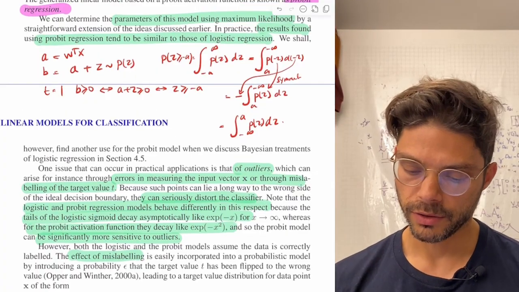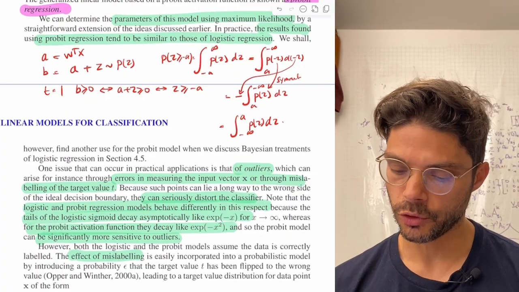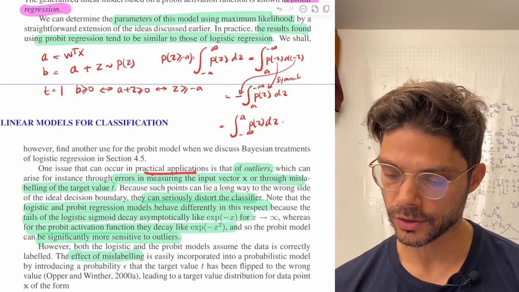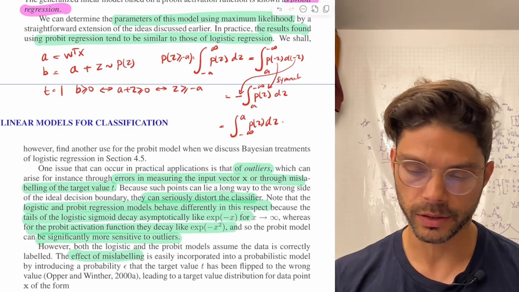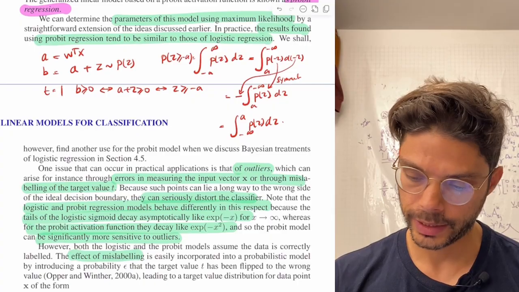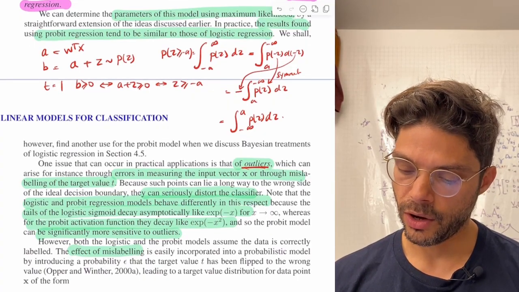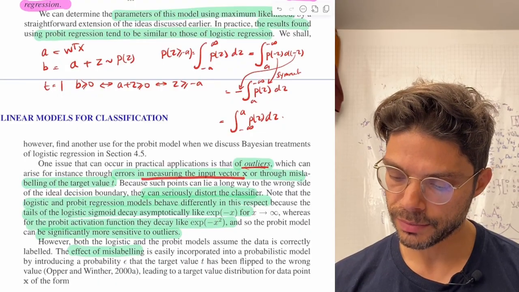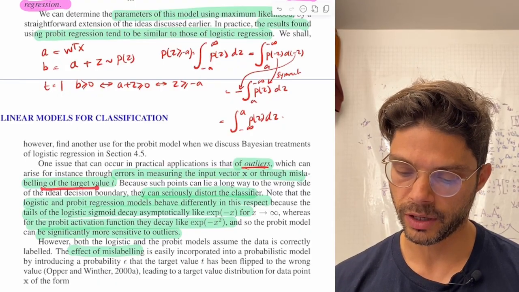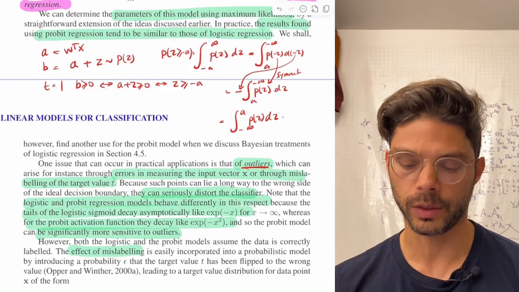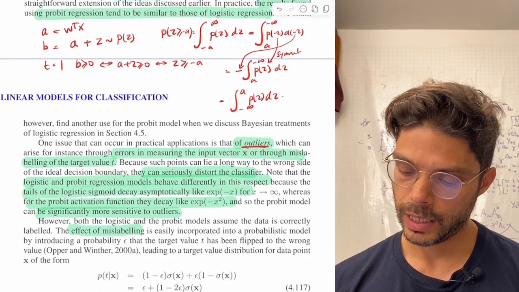Okay, so that's that. Let's move on. One issue that can arise in practical applications is that of outliers. This is a big deal, so let's highlight it. For instance, outliers can arise through errors in measuring the input vector x, or through mislabeling the target value t. We're going to talk about the second one in the next paragraph, but let's talk about the first.